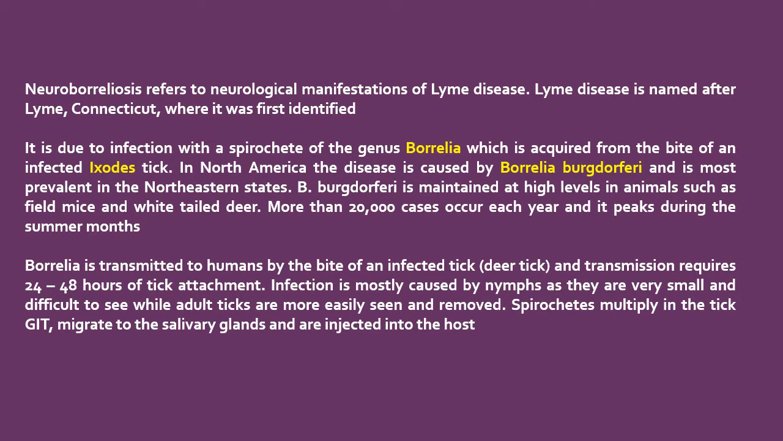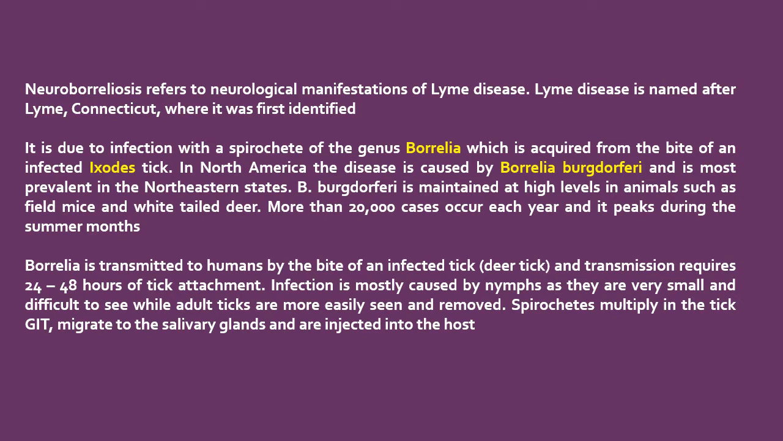More than 20,000 cases occur each year, and it peaks during the summer months. Borrelia is transmitted to humans by the bite of an infected tick or the deer tick, and transmission requires 24 to 48 hours of tick attachment. Infection is mostly caused by nymphs, as they are very small and difficult to see, while adult ticks are more easily seen and removed. Spirochetes multiply in the tick GIT and migrate to the salivary glands and are then injected into the host.